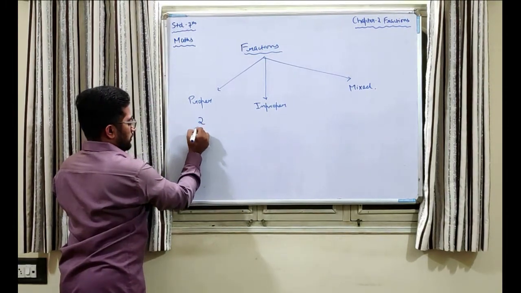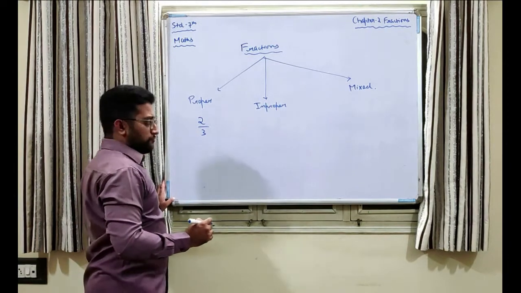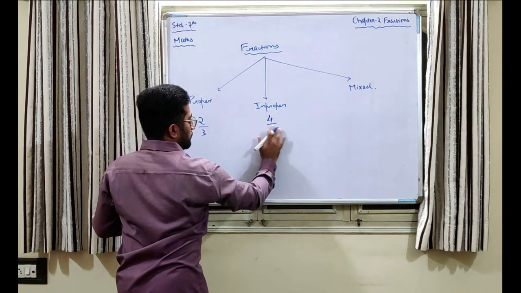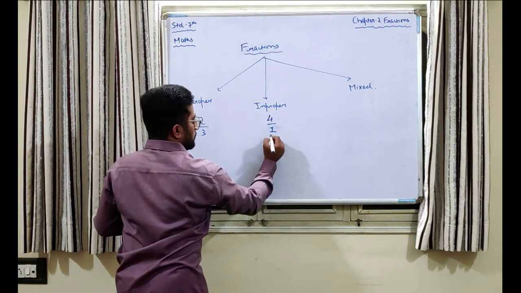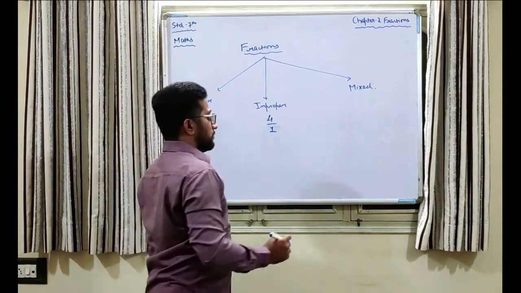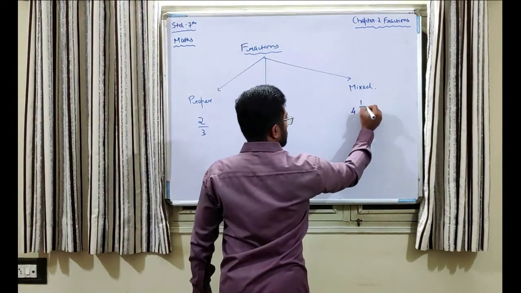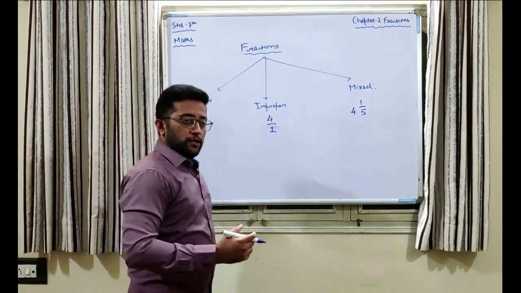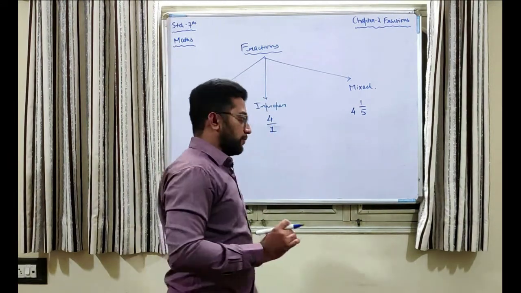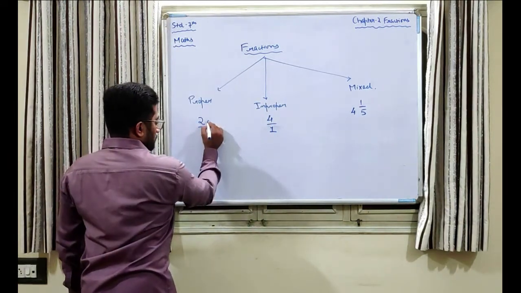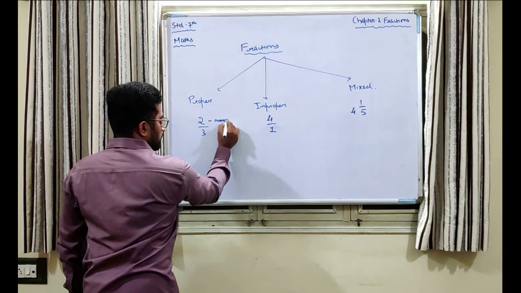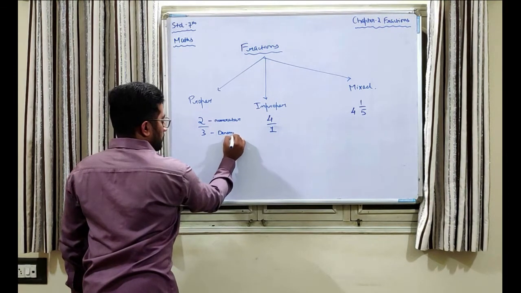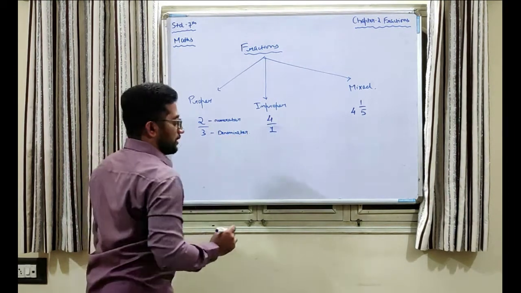Suppose this is an example of proper fraction. This is an example of improper fraction and this is an example of mixed fraction. Now let me help you recapitulating the terms which are associated with the fraction. The first term here is known as numerator and the lower part here is known as denominator. Hope you guys are clear with it.